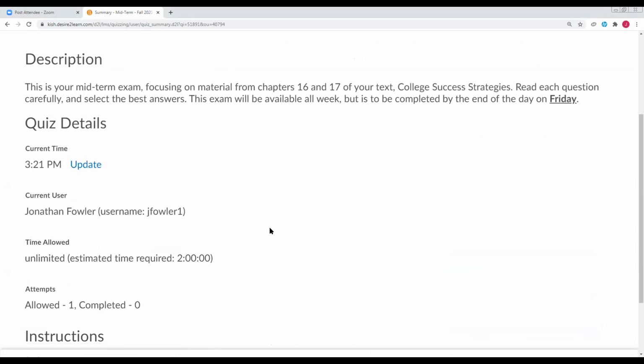And the description's here for you. This is your midterm exam focusing on material from Chapter 16 and 17 of your text, College Success Strategies. Read each question carefully and select the best answers. The exam will be available all week, but is to be completed by the end of the day on Friday.